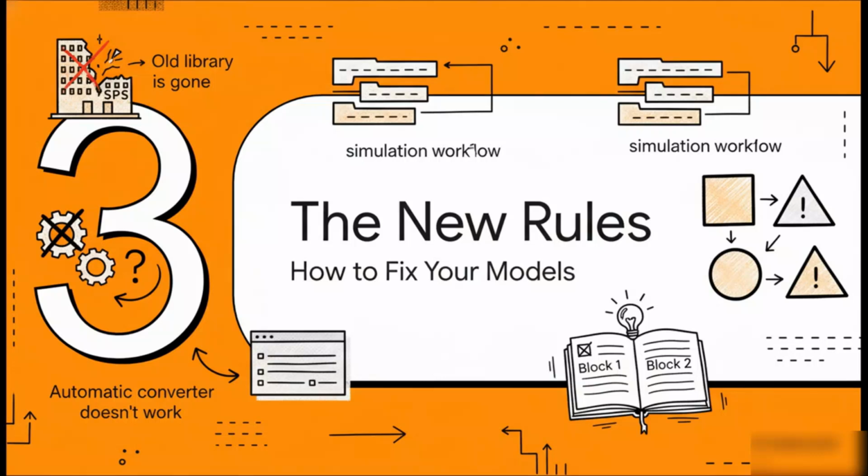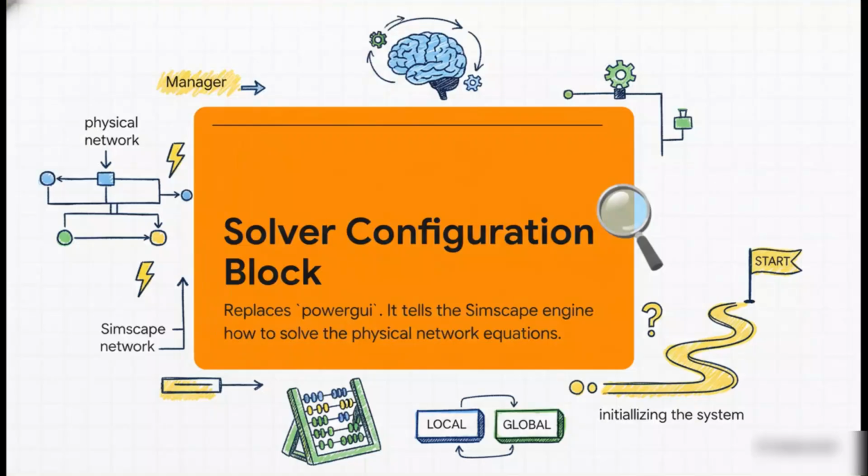And honestly, it all boils down to understanding 3 essential new blocks that replace that entire old workflow. First up is the solver configuration block. Think of this as the new Powergui. It is the manager for your entire physical network. Every single Simscape network needs exactly one of these blocks. It's what tells the simulation engine how to solve all the equations and how to get the system started.